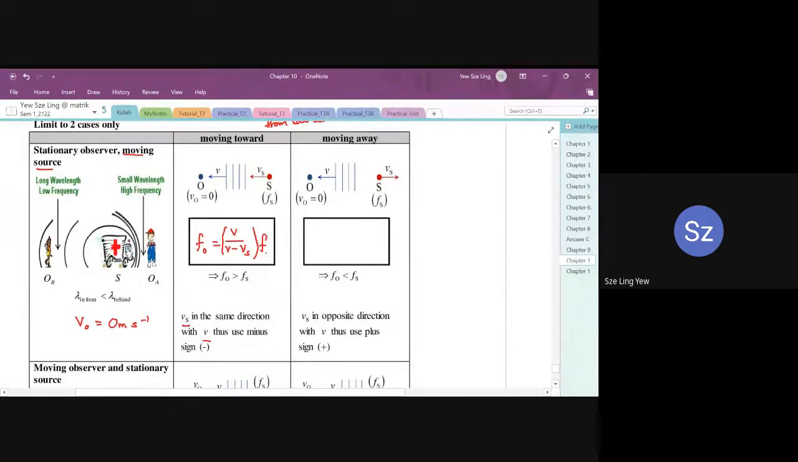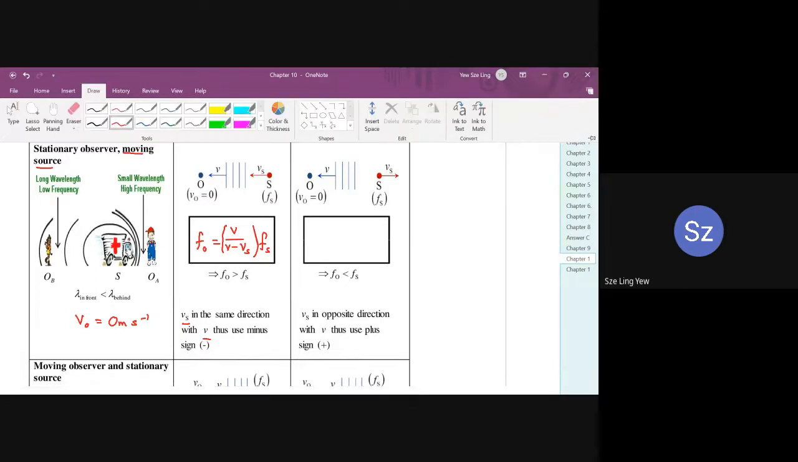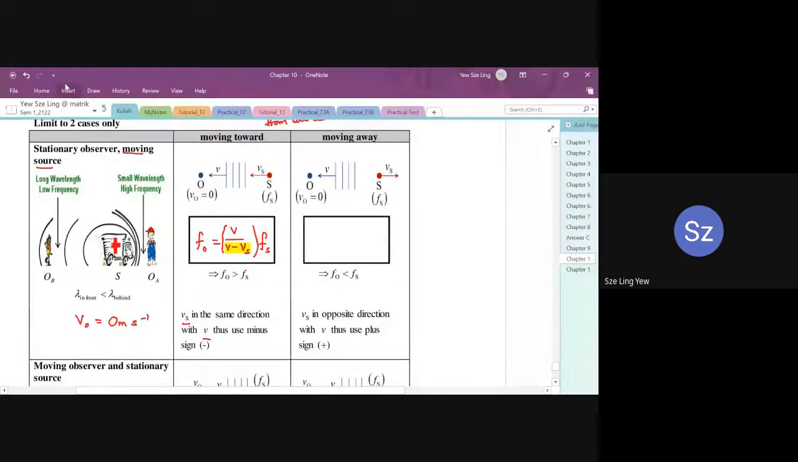Why? Because when the sound source moves towards you and you're not moving, your Fo should be greater than your Fs, which means the denominator should become smaller. V minus Vs should give you a smaller value in order to obtain a higher Fo. If the source moves towards you, then Fo must be greater than Fs. So V should minus Vs in order to give you a higher observed frequency.